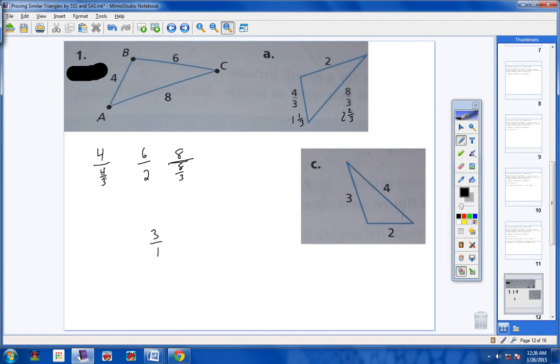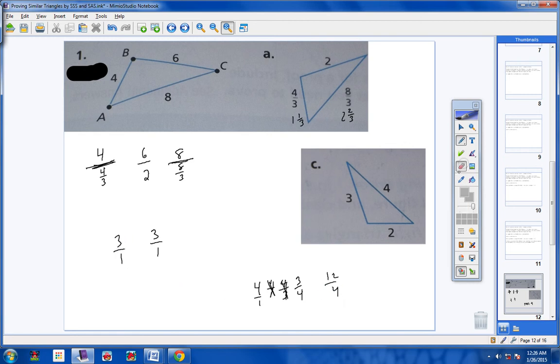Here, we have 4 divided by 4/3. Watch carefully, please. 4 over 4/3, or in other words, 4 divided by 4/3, right? So, of course, we put the 4 over 1, we flip this fraction and we multiply. So instead of using 4/3, I'm going to use 3/4. So 4 over 1 times 3 over 4 gives me 12 over 4, which is 3 over 1.